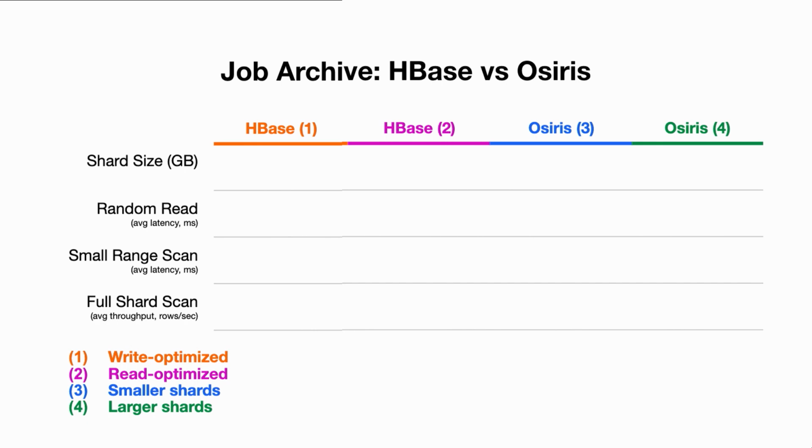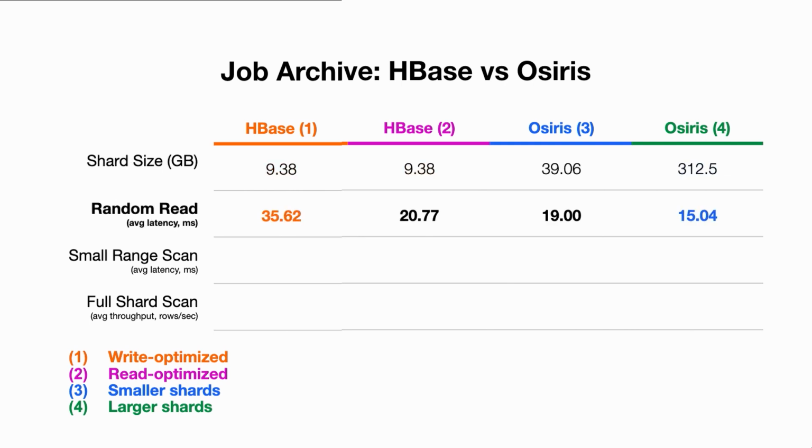In this test, we took our whole job archive and moved it to this other cluster, and we had 4 different versions of our job archive. 2 were in HBase: the first one is just the normal HBase format that's optimized for writing, and the second one was the one where we rewrote it every day to optimize it for reading. Then we had 2 Osiris versions, one with comparable shard size to HBase, and one with much bigger shards. So this first row shows the shard size used in each test. You can see that the Osiris shards in the large Osiris shard test are much larger than HBase's.